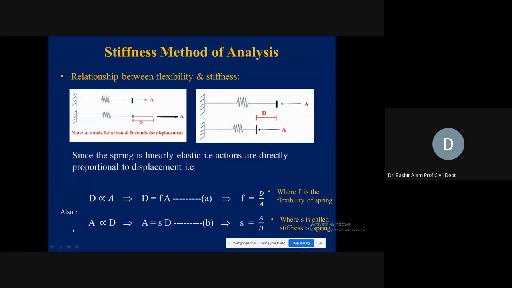Now, vice versa, if we write A is directly proportional to D, so A is equal to SD. To remove this proportionality, we need to put some constant here, or S is equal to A divided by D, where S is called the stiffness of the spring. And what is the definition of this S now? Action required to produce a unit displacement.